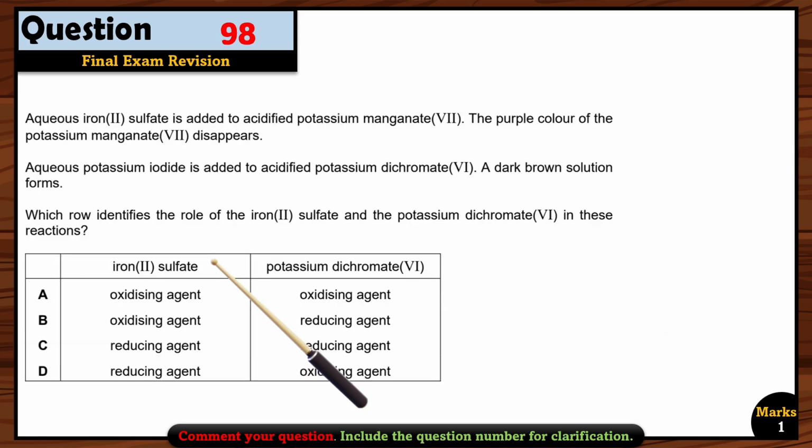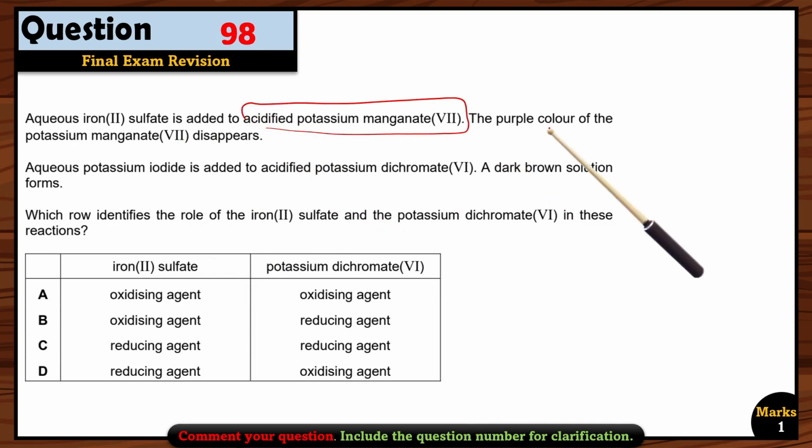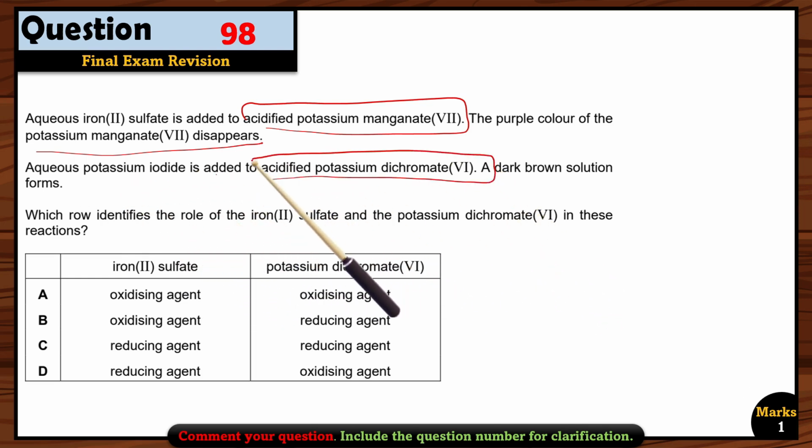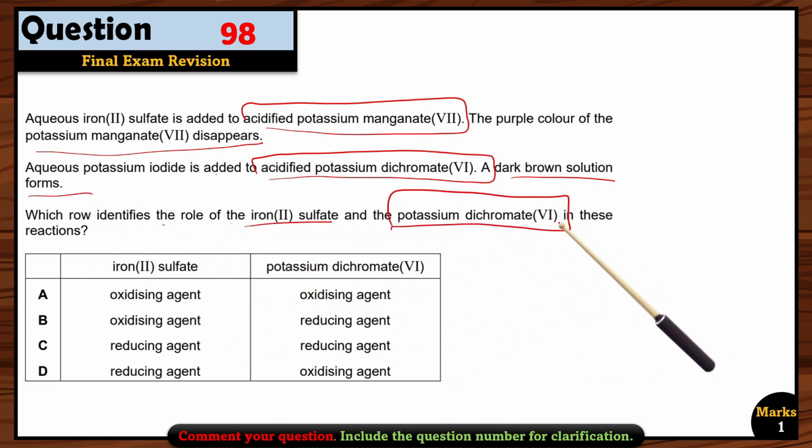Let's see question 98. Aqueous iron sulfate is added to acidified potassium manganate. The purple color of the potassium manganate disappears. Another one, aqueous potassium iodide is added to acidified potassium dichromate. A dark brown solution forms. Which row identifies the role of iron sulfate and potassium dichromate in these reactions?